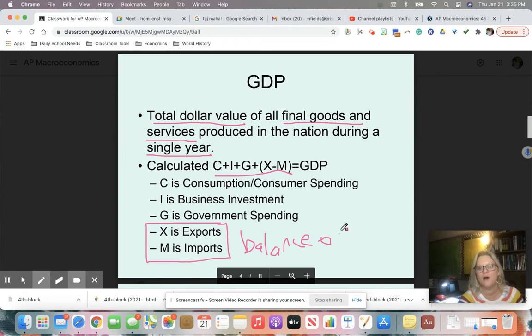Balance of... it takes me a really long time to write that. It is called our balance of trade, and it can be positive or negative. Ours in the United States is negative. We import way more than we export. So the M is larger, so this X minus M is negative for the United States.